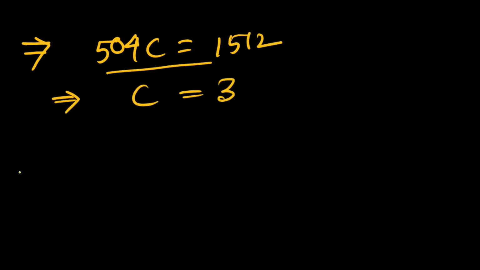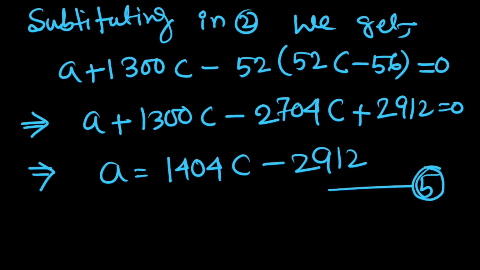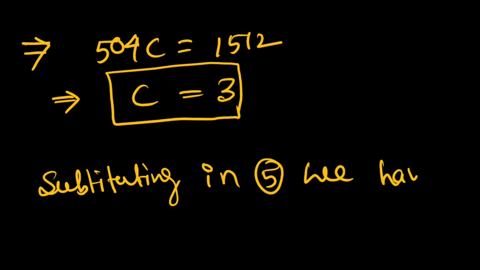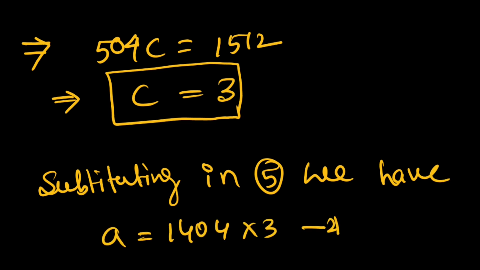So we get 3 is equal to 3. Therefore we put c is equal to 3 in equation 5, and then we will get the value of a. Substituting in 5, a is equal to 1404 into 3 minus 2912, which gives 1300.